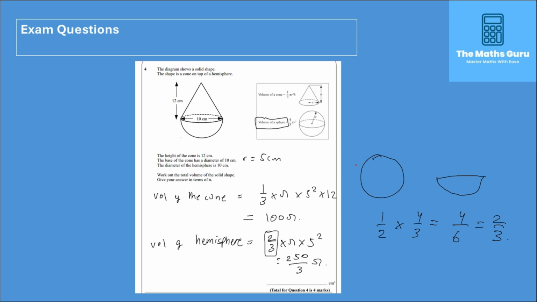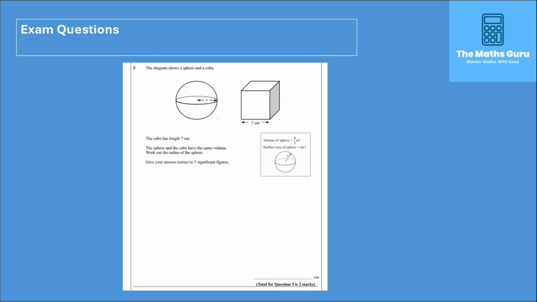Okay, adding these together, we get the total volume to be 550 over 3 pi, because we're told to leave our answer in terms of pi, and obviously the units are centimeters cubed because we're dealing with volume.